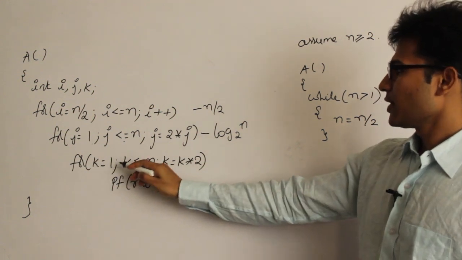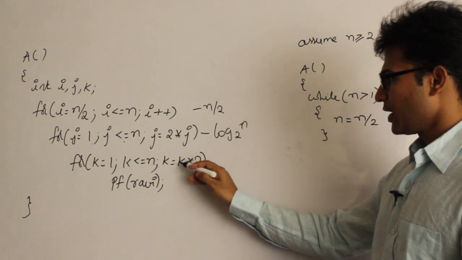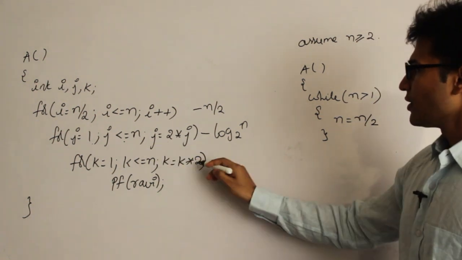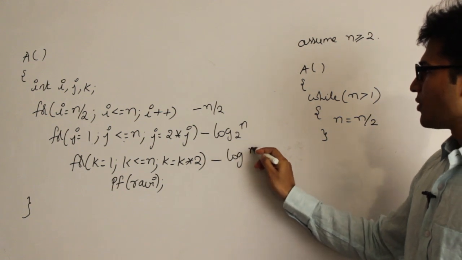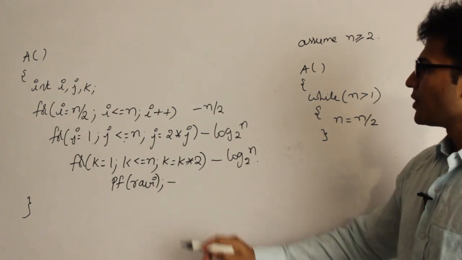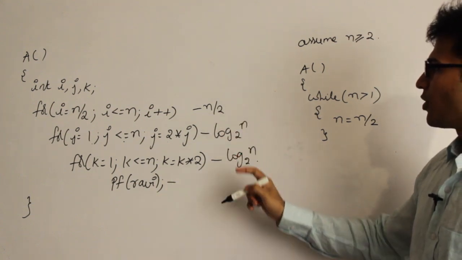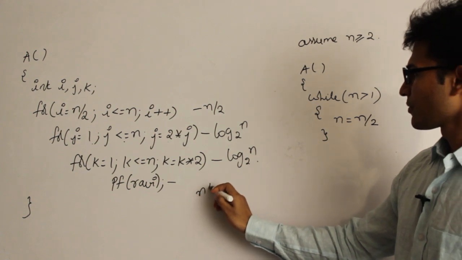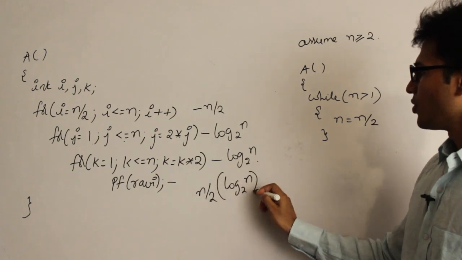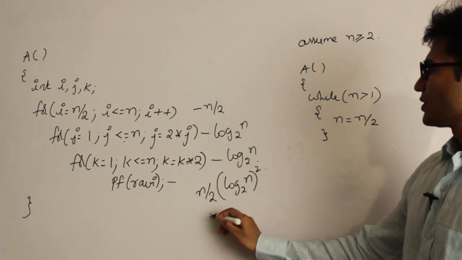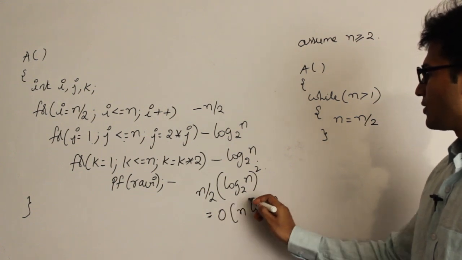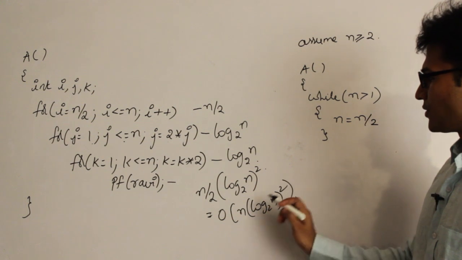Then this one is for k equal to 1, k less than or equal to n, k equal to k into 2, which means k is again keeping on doubling until we reach n. Therefore even for this it is log n base 2, right? So how many times will this printf be printed? It is n by 2 into log n, so that is nothing but n by 2 into (log n base 2) whole square, right? So what is it? It is order of n into (log n base 2) whole square. That is how we write it.